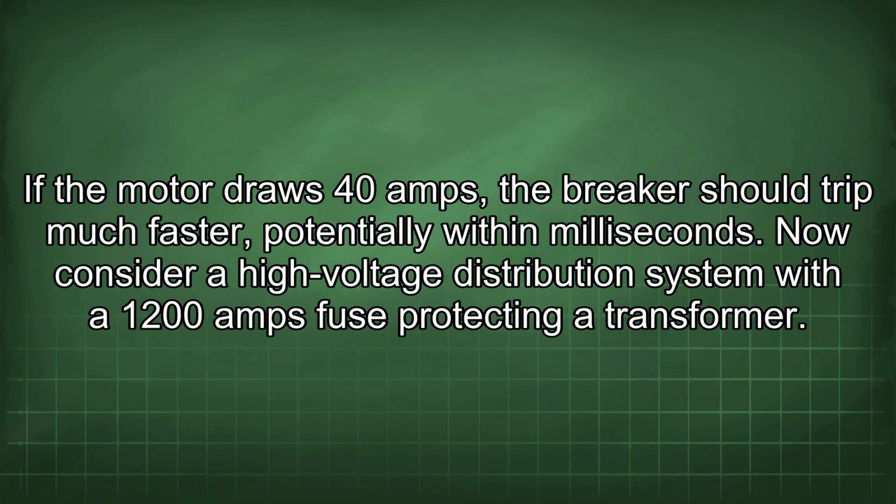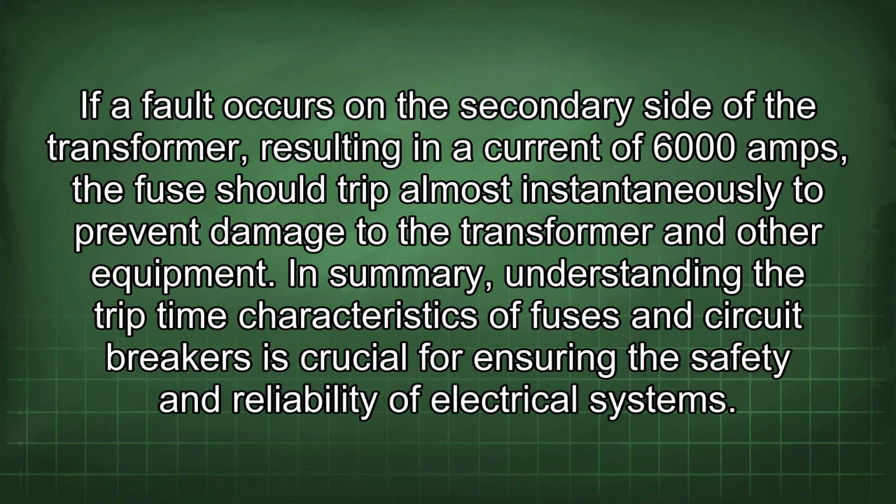Now consider a high voltage distribution system with a 1200 amp fuse protecting a transformer. If a fault occurs on the secondary side of the transformer, resulting in a current of 6000 amps, the fuse should trip almost instantaneously to prevent damage to the transformer and other equipment.